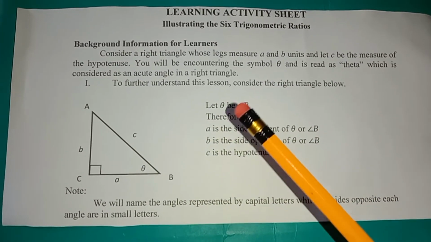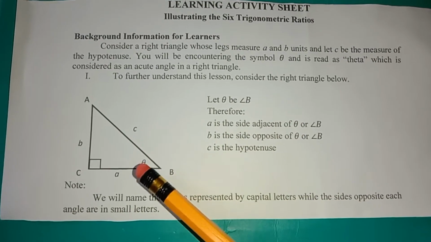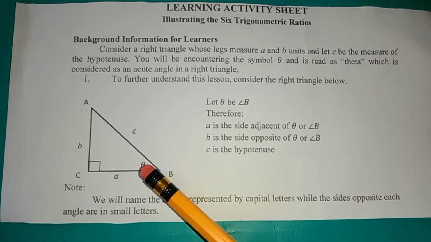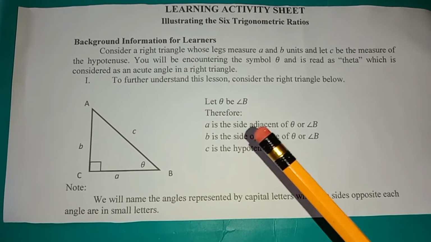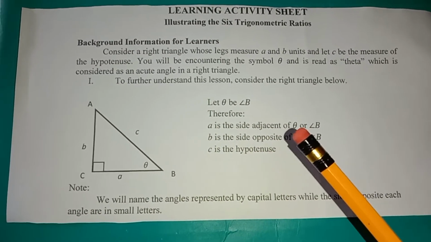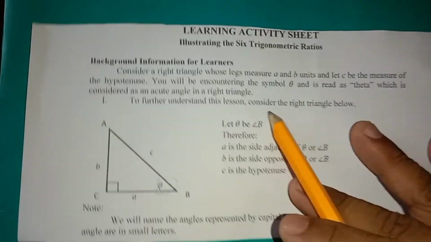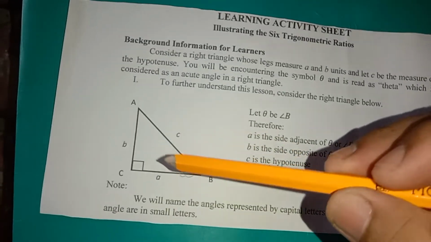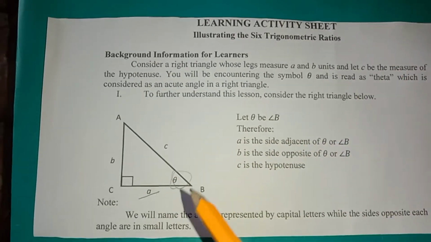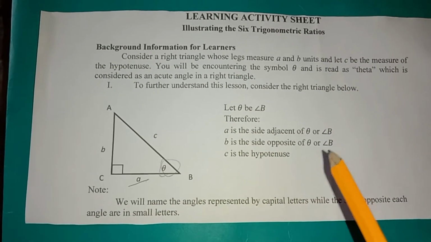Let theta be angle B. So ang angle B na to serves as the theta. So this is our reference angle. And therefore, A is the side adjacent of theta or angle B. If this is your reference angle, the angle B or the theta, ang iyang adjacent side is the A or the side A. B is the side opposite of theta or angle B.